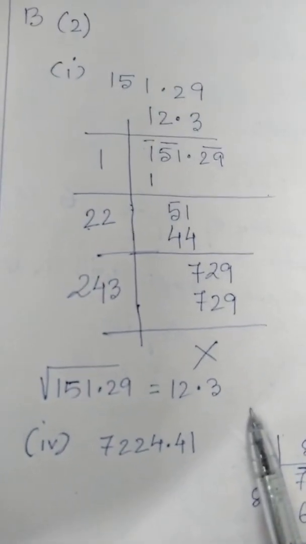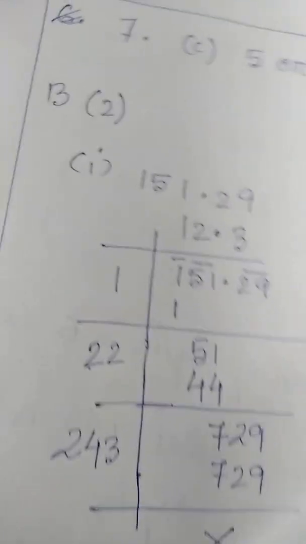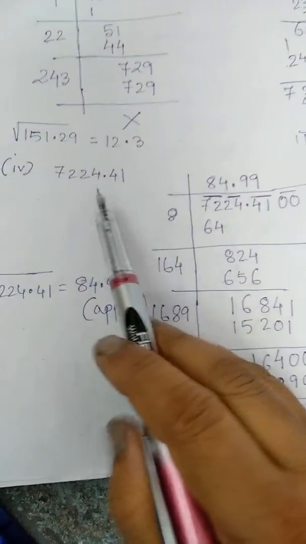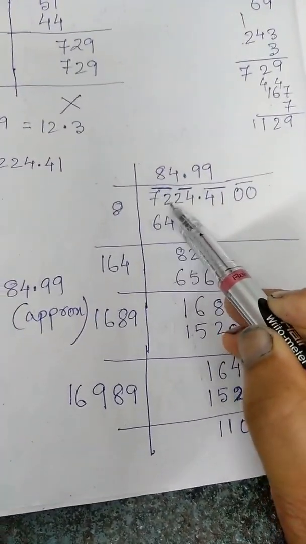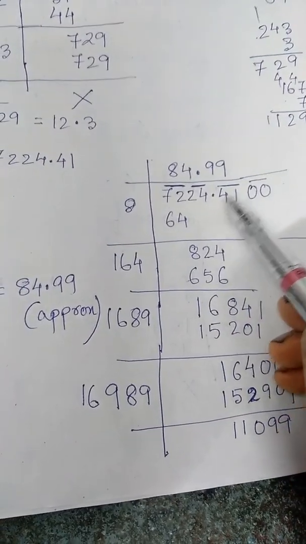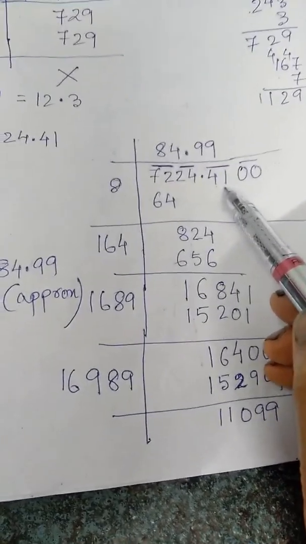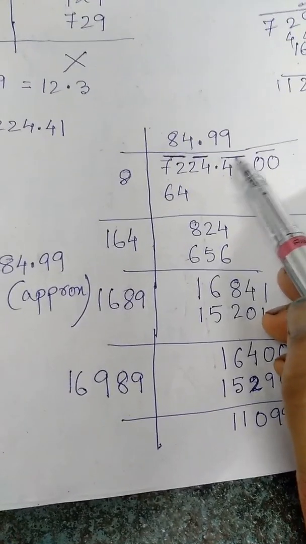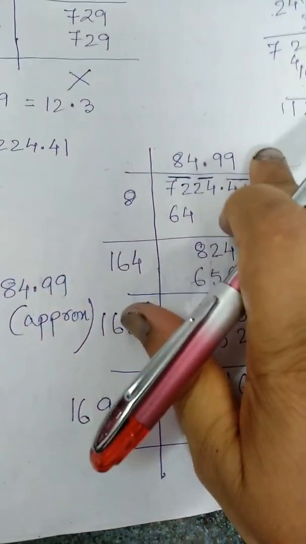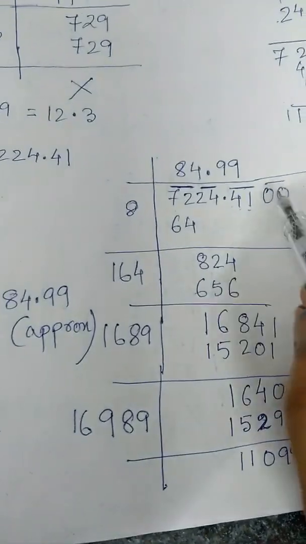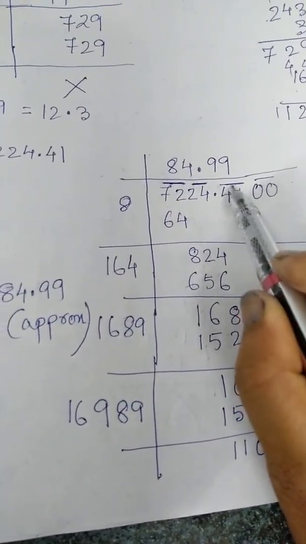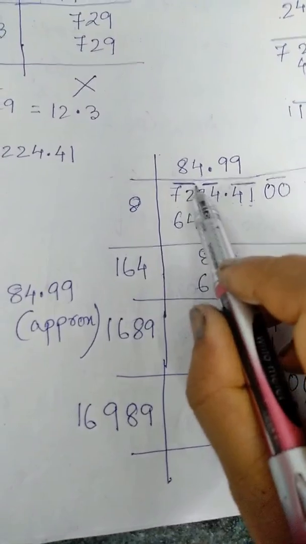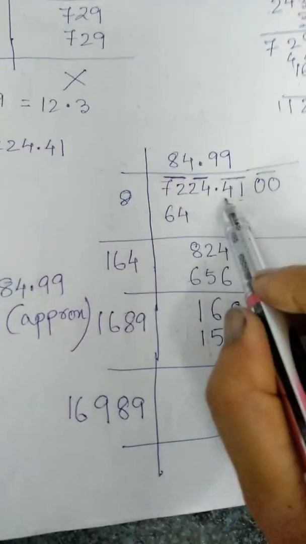Now I will show you another one. Question number 2, 4. Let us see how to do that. See here, 7224.41. First, don't consider these two zeros. First 41, and you just go on making pairs. All are in pairs since there are 6 digits.